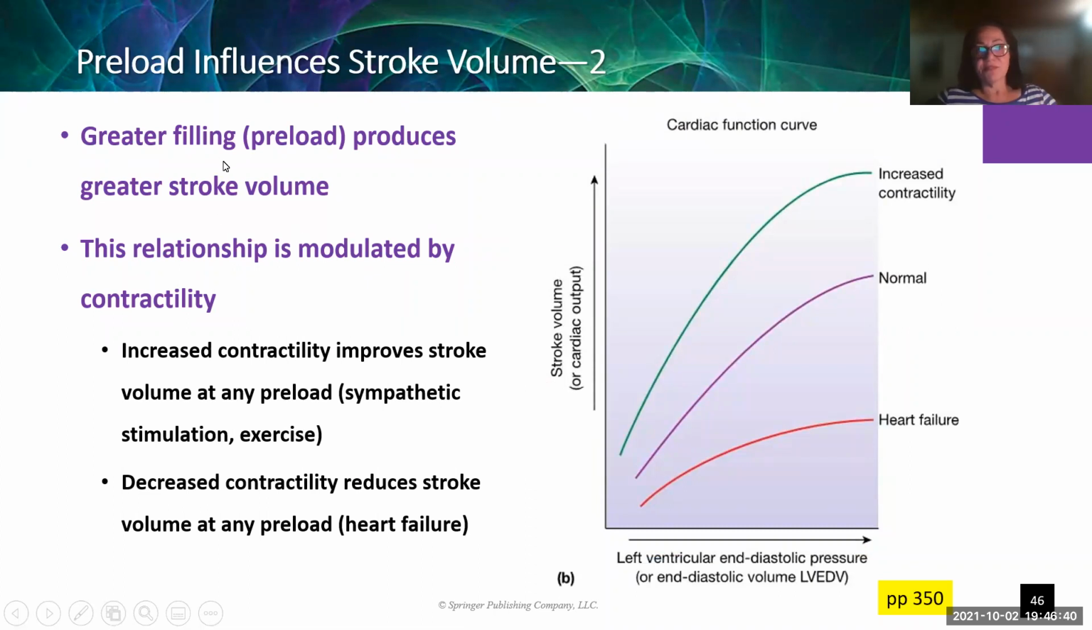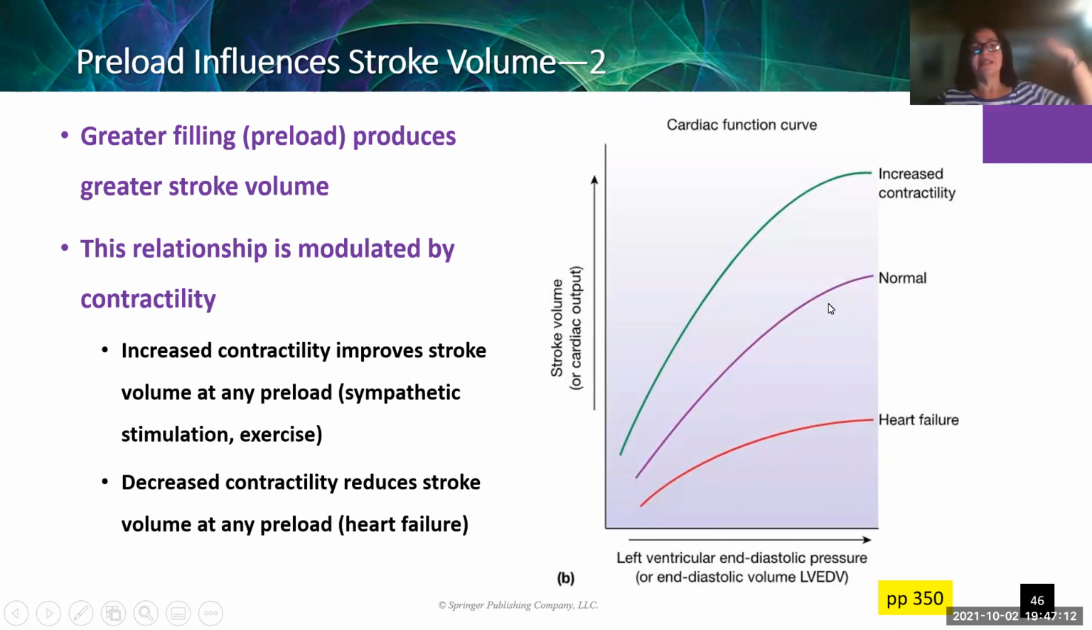All right, so the greater filling, the greater preload produces greater stroke volume, and that's shown here. Let's just look at this purple line in the middle. The greater the volume, the greater the pressure is how they put it here, but it's related to the amount of stretch. So the more stretch we have, the bigger our stroke volume is within normal limits, right?